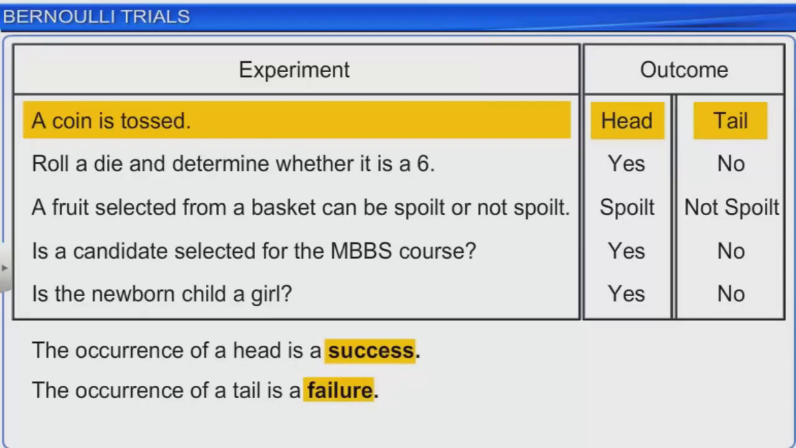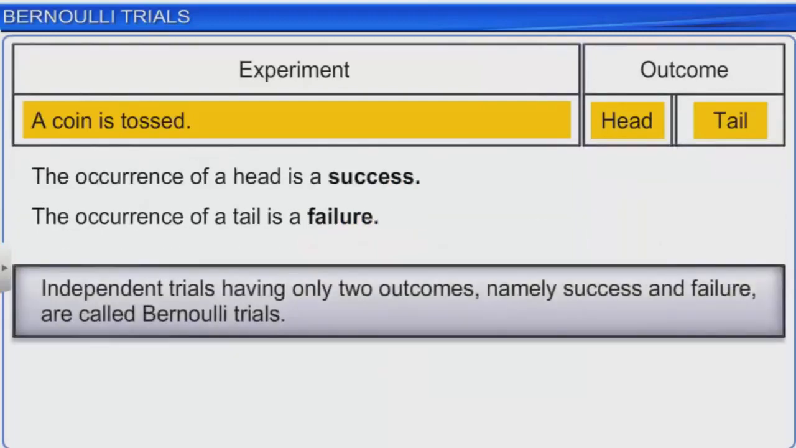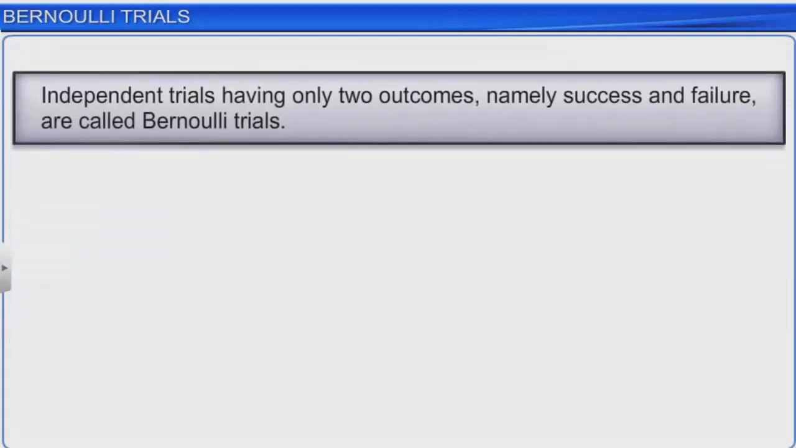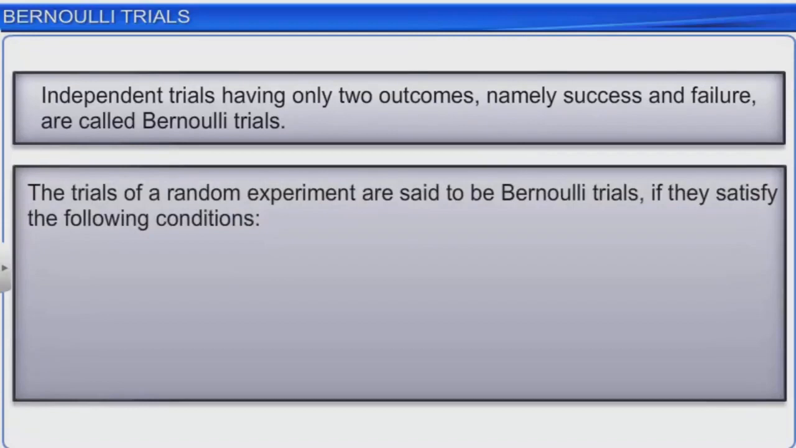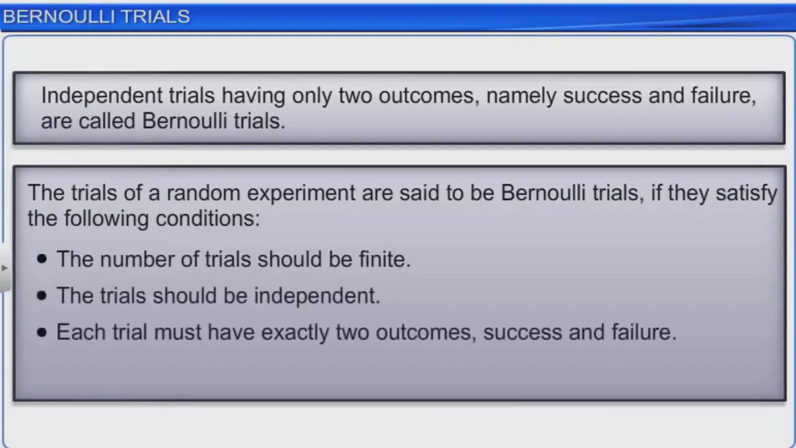Such independent trials having only 2 outcomes, namely success and failure, are called Bernoulli trials. In other words, the trials of a random experiment are said to be Bernoulli trials if they satisfy some conditions. The number of trials should be finite. The trials should be independent. Each trial must have exactly 2 outcomes, success and failure. The probability of success remains the same in each trial.